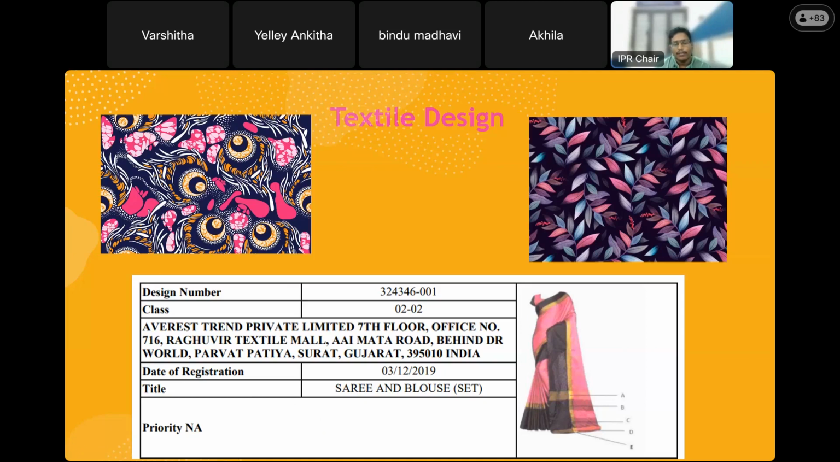For design also, there is a convention that we will discuss in the next slide. Within 6 months, you can file in a convention country, and in that way you can secure the priority date. For example, you file in India, and within 6 months, you also can file in a convention country. So your priority will be protected. That means it is valid there also.